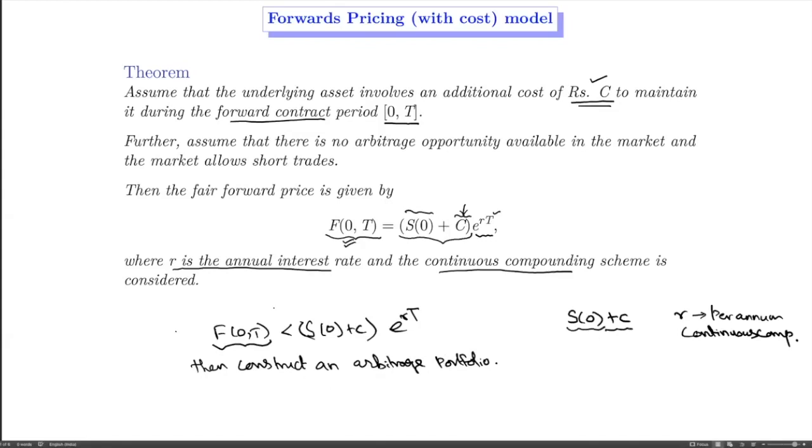Similarly, if the inequality is the other way around, then you will do a reverse strategy and build an arbitrage portfolio. Since we assume that there is no arbitrage opportunity, both these cases will contradict and you will be left only with the equality. So this is the same idea as what we did previously.